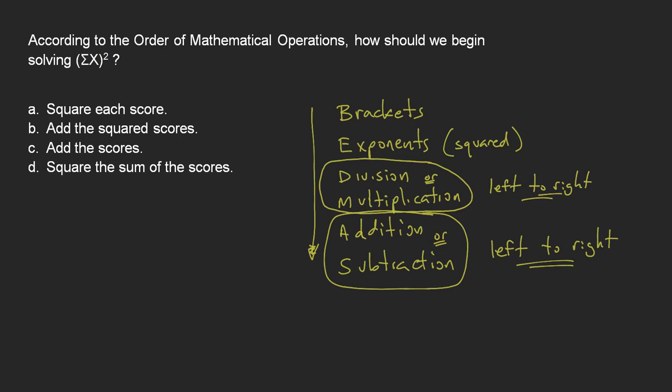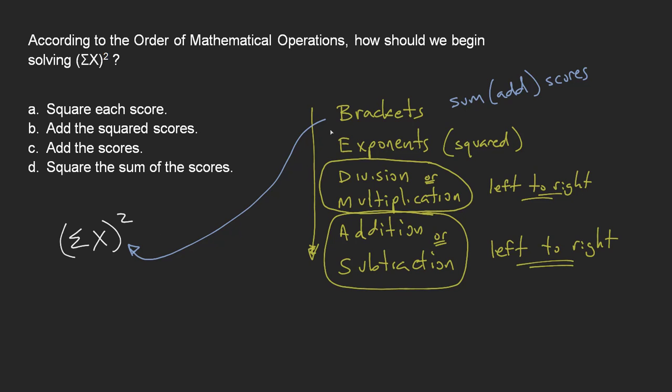So let's have a look at our sum of x in brackets squared. What sort of operations do we see here? Well, you can see right away that there is brackets. So I've got brackets. I have to deal with whatever is in the brackets first. So first thing I'm going to do is sum or add the x values or the scores. So that's the very first thing that I have to do.